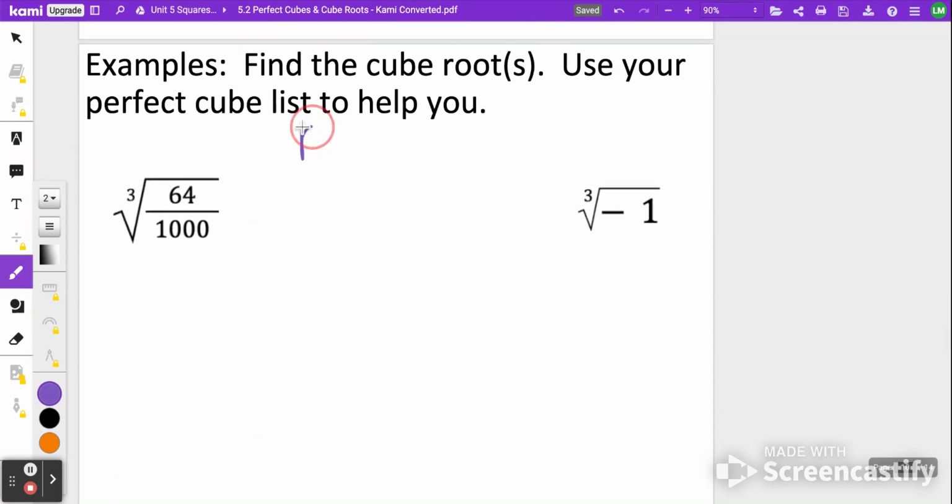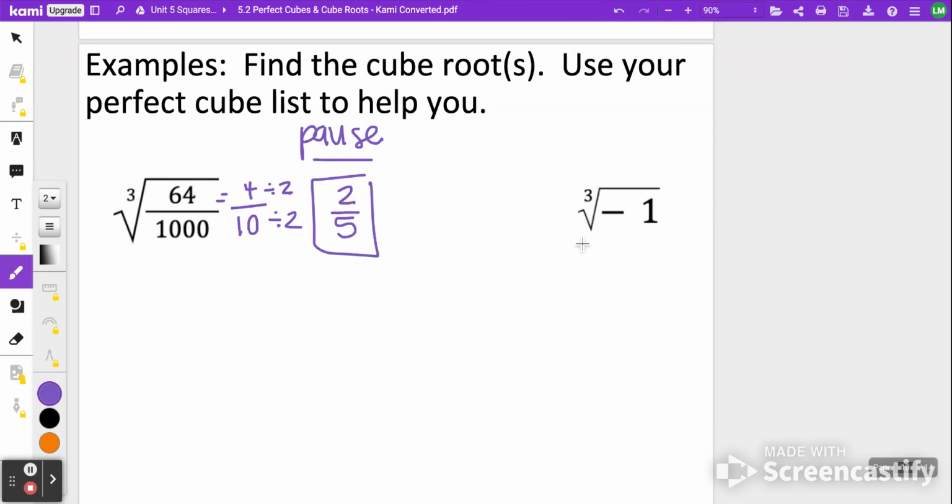Go ahead and pause the video here as well. Try these on your own, and when you're done, click play. All right, for this one, the cube root of 64 is 4, and the cube root of 1000 is 10, but I can still simplify this by 2, so I'm going to get 2 over 5. And then the cube root of negative 1 is equal to negative 1.